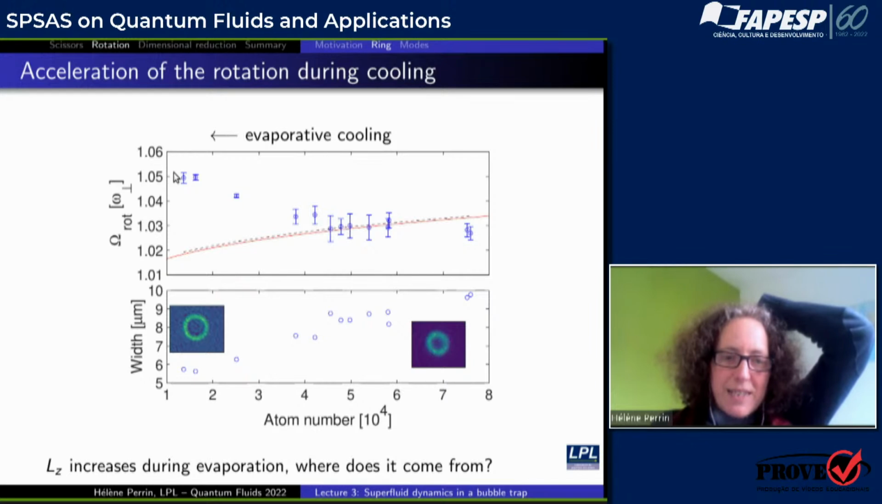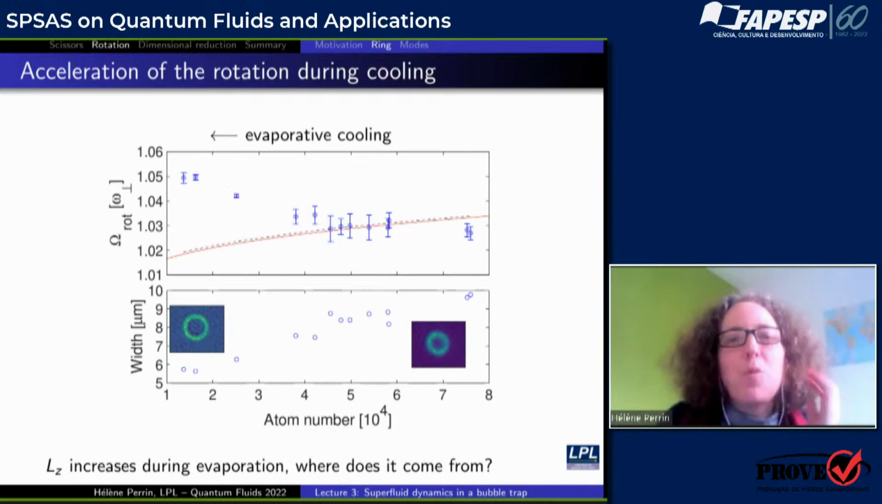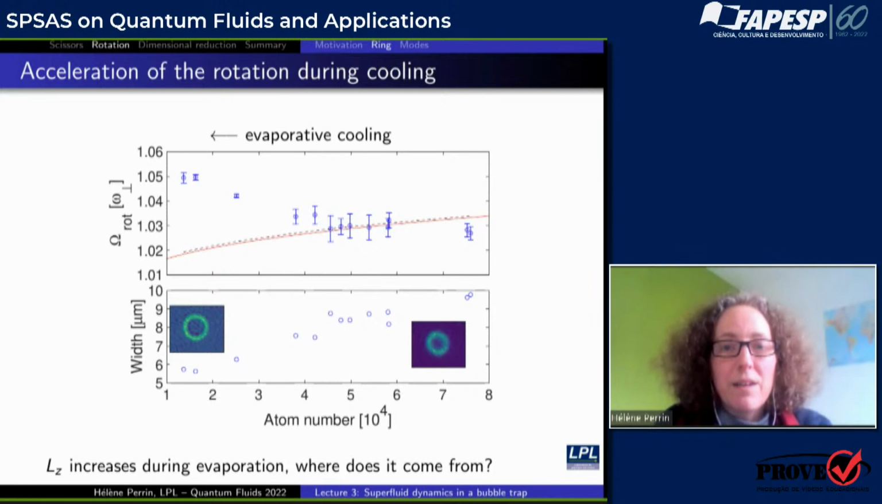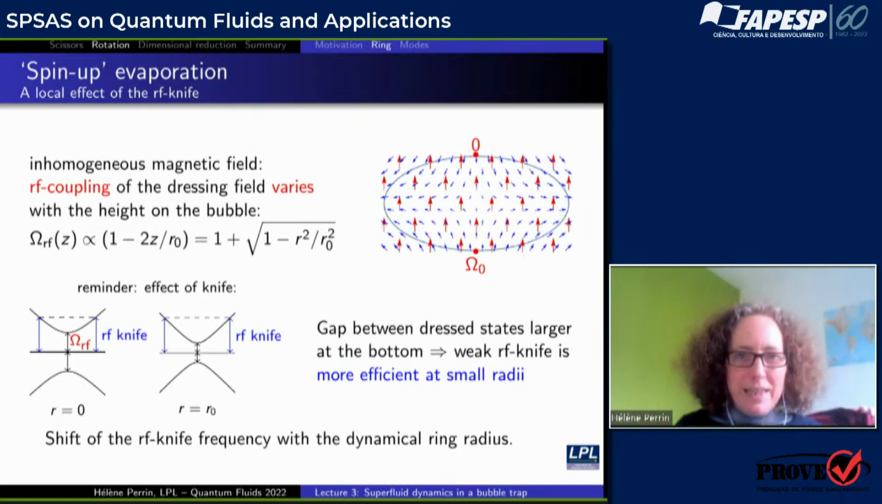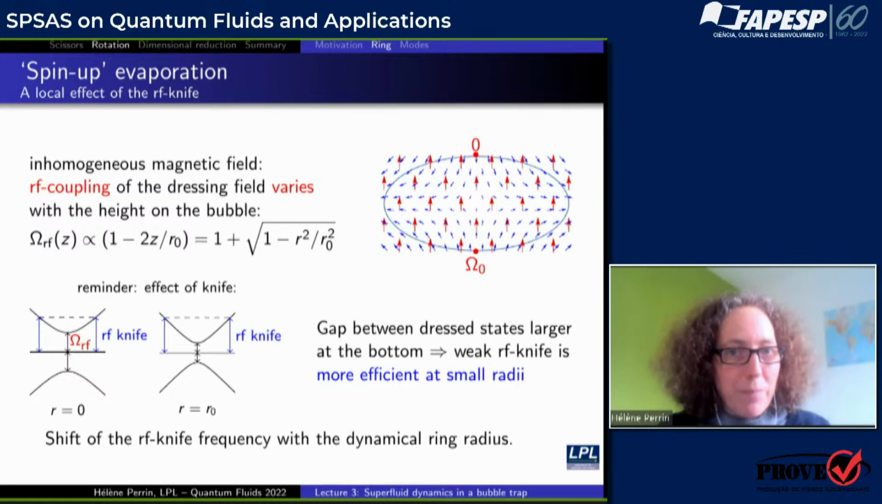I want to explain why this is so, because it is not so intuitive that when you just want to evaporate, you will accelerate rotation. It is linked to the polarization landscape of the RF adiabatic potential in the bubble. Remember I told you that the RF coupling, omega plus, is the relevant coupling in the problem. Only the polarization which is in the circular plus position will contribute to the trap, but not the omega minus.